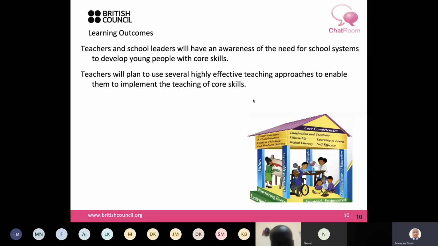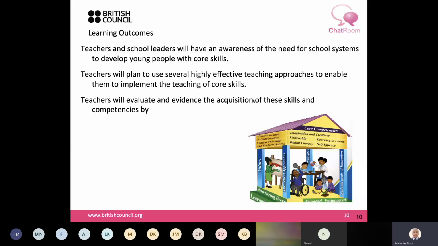So there is an awareness, and then there's a level of engagement of us being able to teach the core skills. And as we are doing the core skills teaching, we also need to be able to track and establish evidence to see that these competencies are attained. And this is how we can do it.